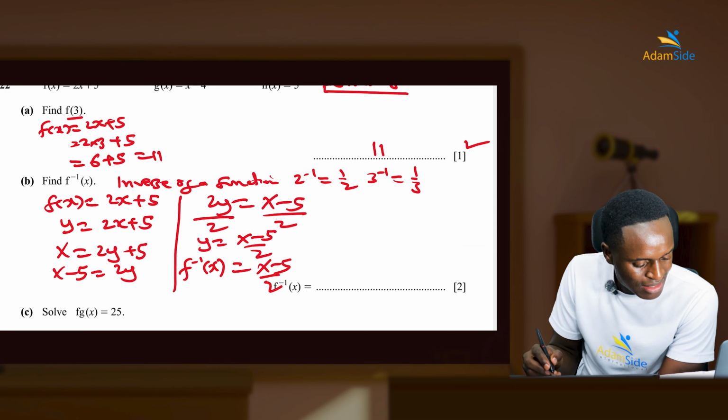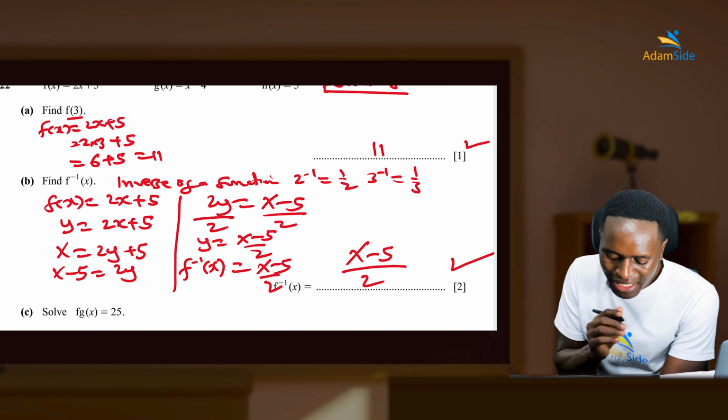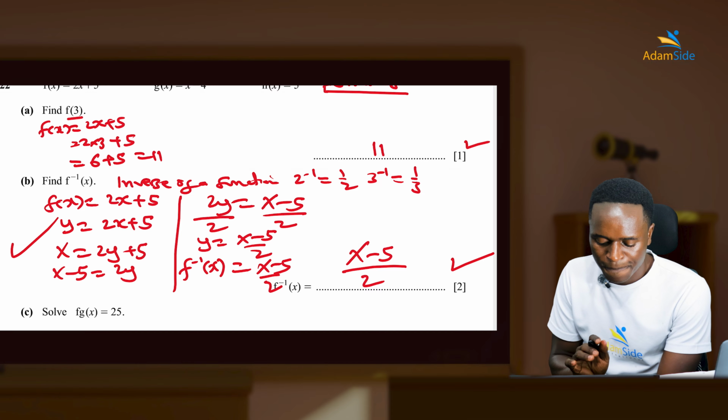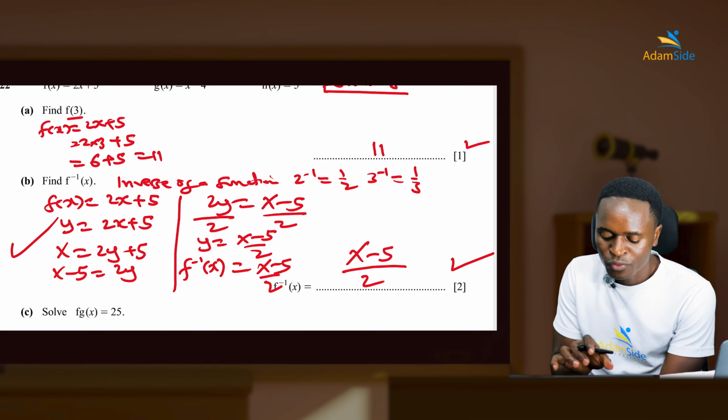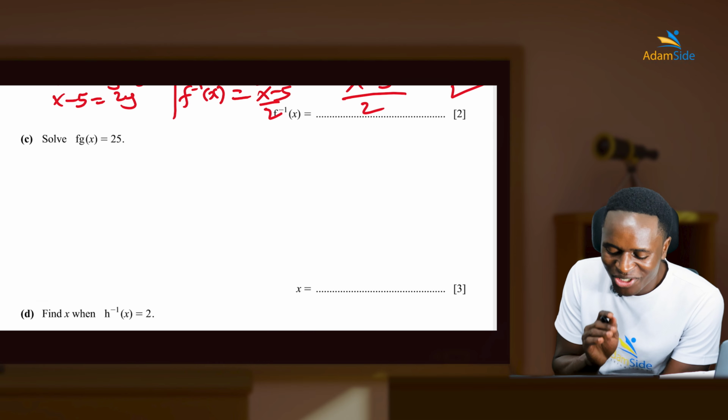Now the inverse is x minus 5 divided by 2. You get your 2 marks. As simple as it is. There are different methods of doing this question. Then we go to solve fg of x is equal to 25.